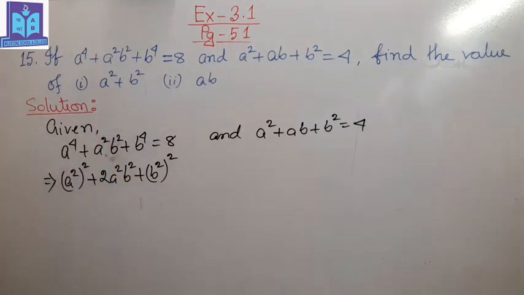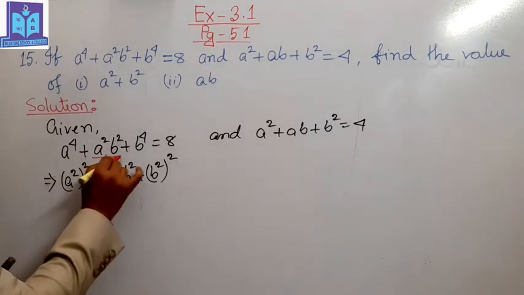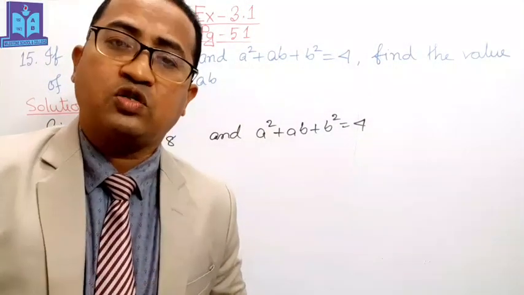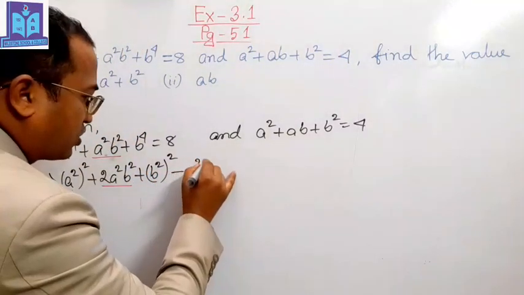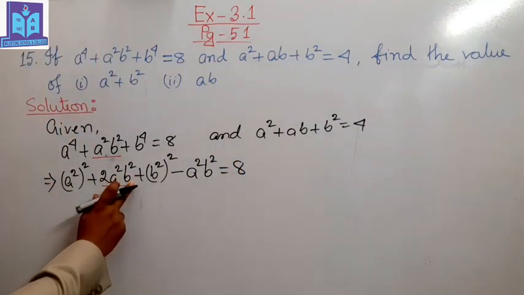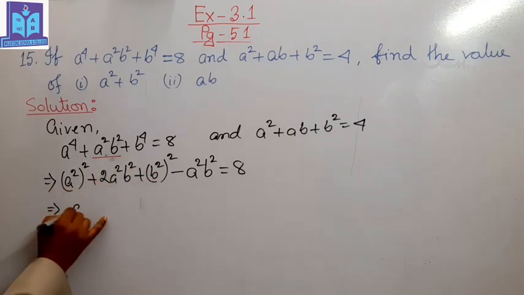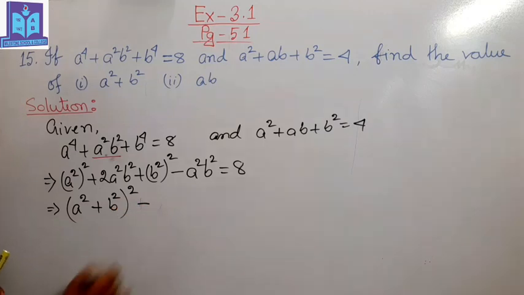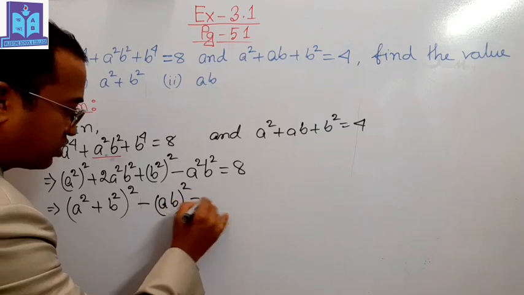But look, I have written 2a²b² over there, but it was a²b². So I have written one a²b² more. That's why I will subtract it from this. So this is minus a²b². After that, it will be balanced. Now apply the formula of (a + b)² over there, where a² is a and b² is b. So (a² + b²)². Again, a²b² we can write (ab)², minus (ab)² is equal to 8.